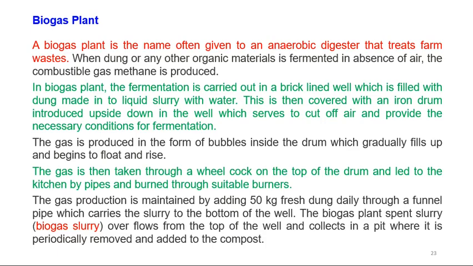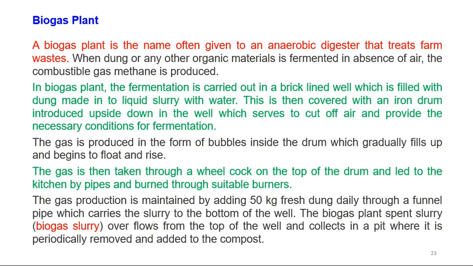Now a modern method is available from biogas plant. What is biogas plant? A biogas plant is the name often given to an anaerobic digester that treats farm wastes. When dung or any other organic materials is fermented in absence of air, the combustible gas methane is produced.